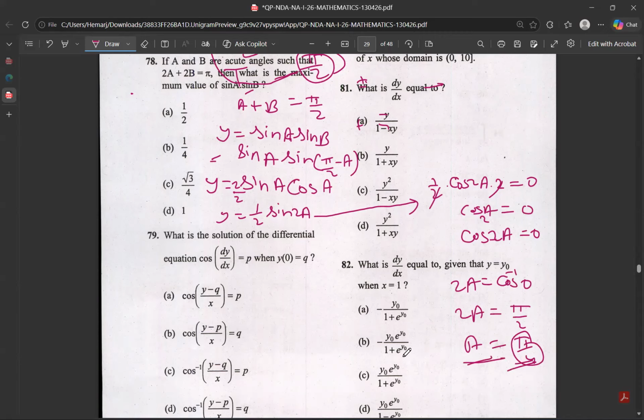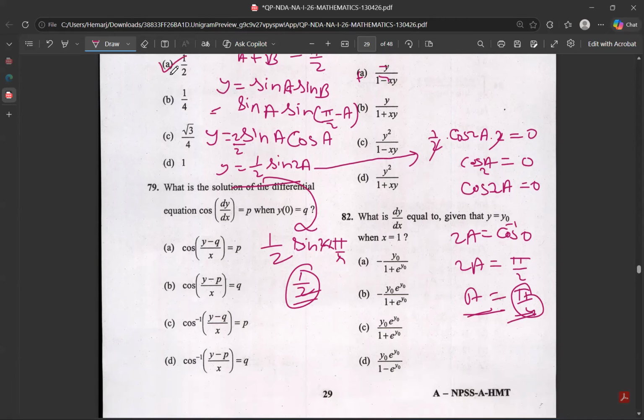So at pi by 4, our function y will attain the maximum value. We have to tell the maximum value. So 1 by 2 sine 2 into a, where a is pi by 4. So sine pi by 2 is 1. So the final answer is 1 by 2. For question 78 the answer is A.